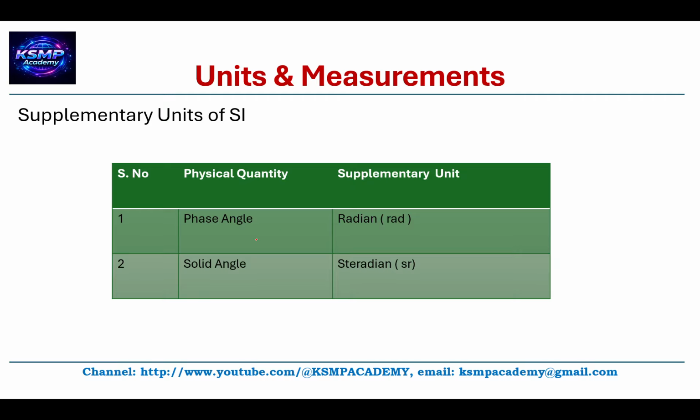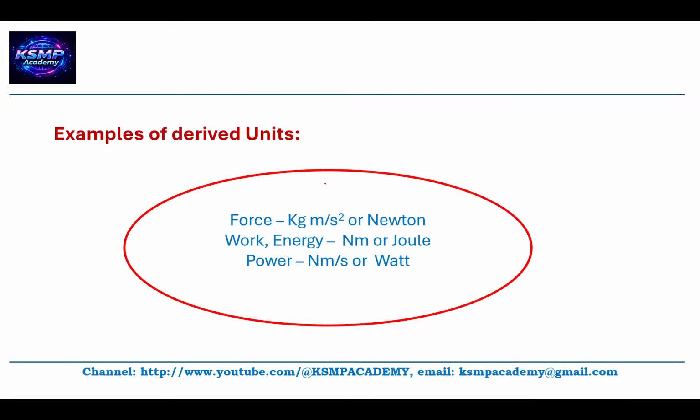These 2 supplementary units are plane angle and solid angle, and as you can see, the unit of plane angle is radian, and for solid angle it is steradian. So these are the two supplementary units, which are also considered as fundamental or basic units. Some examples of derived units you can see here, that is for force. We all know force is measured in Newton, which is also represented as kilogram meter per second square.